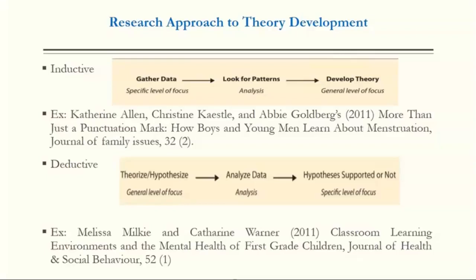Okay. Now, what they did: out of these 23 narratives, there is a lot of rich description, a lot of data, from which they developed the theory. They developed a theory about how boys and young men learn and understand about menstruation. This theory concludes that sisters play an important role in boys' understanding about menstruation.